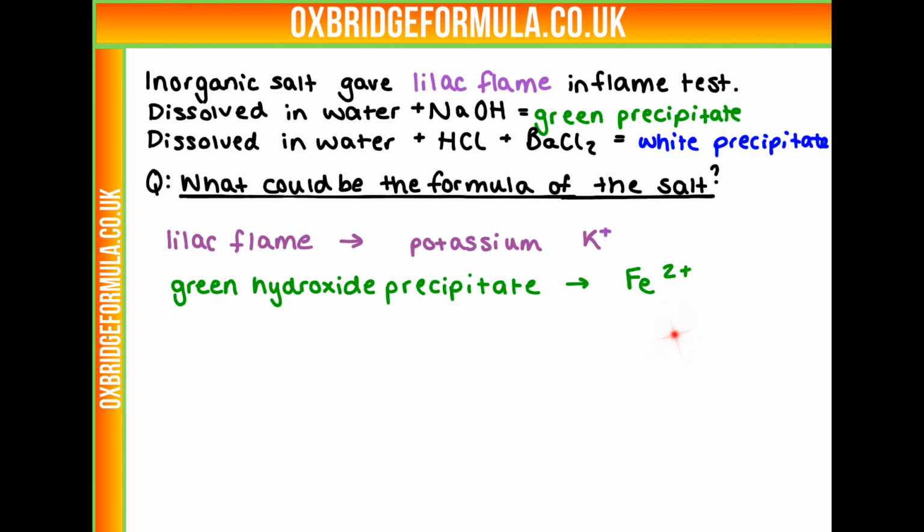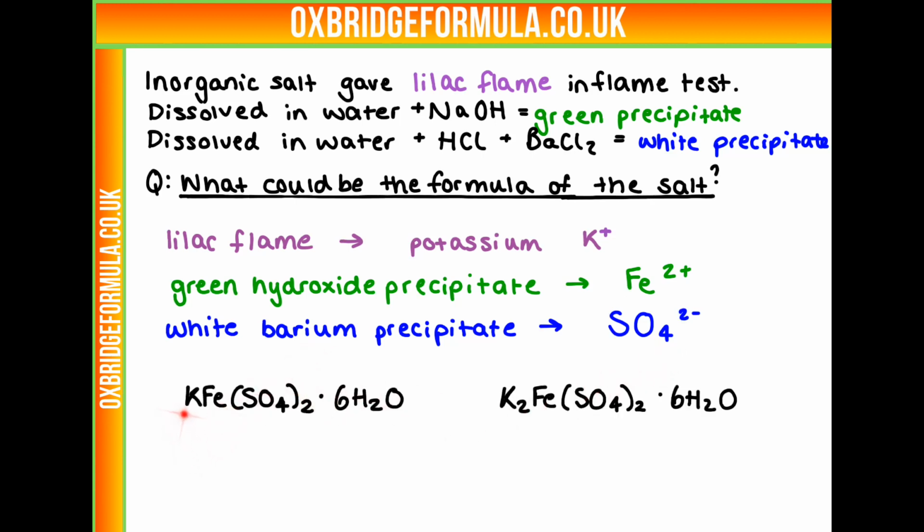And then finally, if we add some hydrochloric acid and some barium chloride to a solution of our salt ions, we get a white precipitate. And there's only one thing that forms a white precipitate with barium, and that is sulfate. So we know that these three ions must be in our salt. If we look to our answer sheet, we can see there's only two salts that it could possibly be. We have this one here, KFe(SO4)2 and K2Fe(SO4)2.